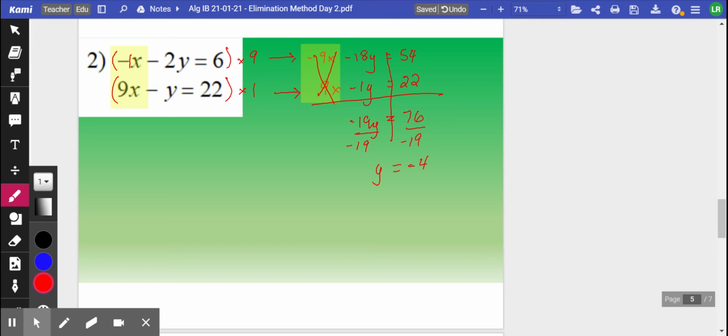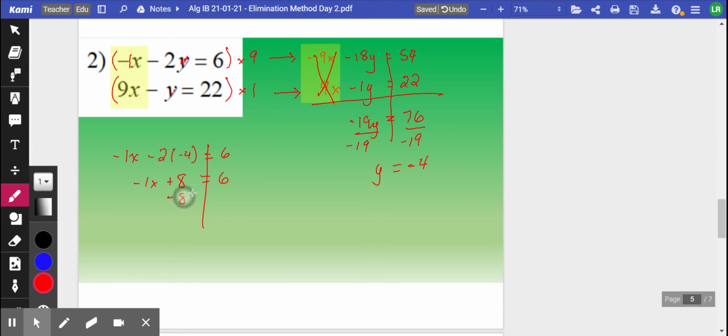Okay. Now, we need to plug this back in. Again, this is a y answer, so I have to put it in for one of these two y's. I'm just going to go ahead and use that top equation. So I have my negative 1x minus 2, and for the y, I'm putting my answer, negative 4, in that spot, equals 6. Negative 2 times negative 4 is positive 8.